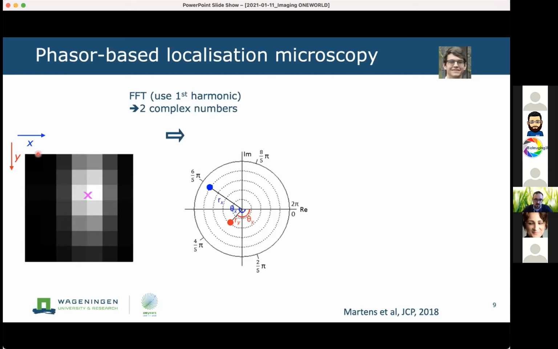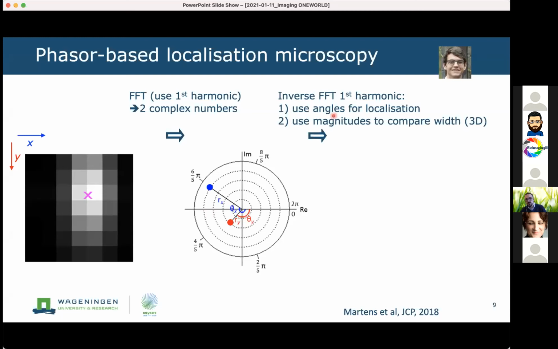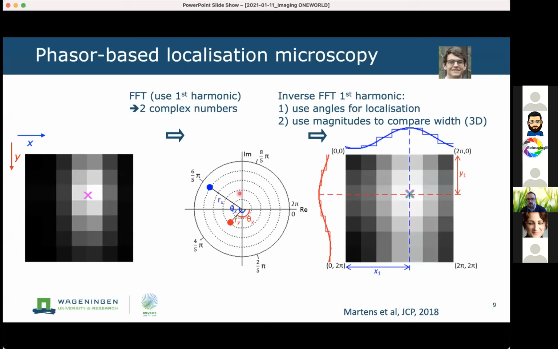So what does it mean? That means that the position of that X, the ground truth of the data, is represented in an angle in the phasor plot. And the feature of the elongation in X versus Y direction is represented as a certain magnitude here. So if the feature is small in real space, then in Fourier space the feature is very large, so a larger radius here, and vice versa. If you now do the inverse Fourier transformation, you can basically map these two complex numbers back to your region of interest. And you see that this distance is represented by an angle, the blue angle here for the distance in X direction, and the Y distance is represented by the red angle over here.